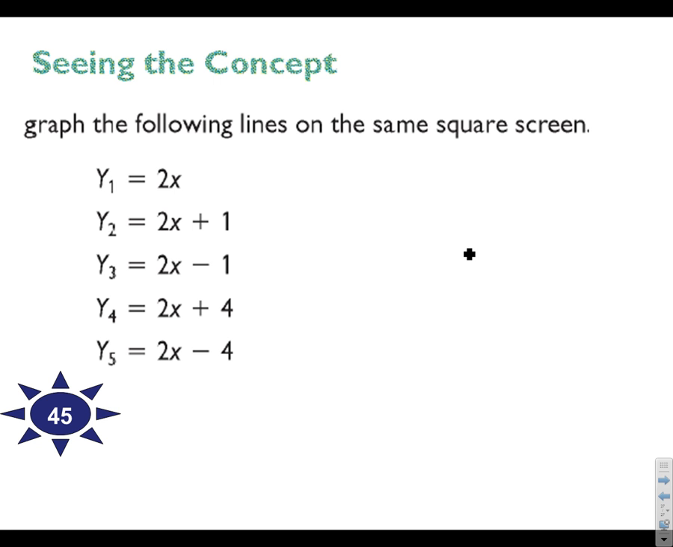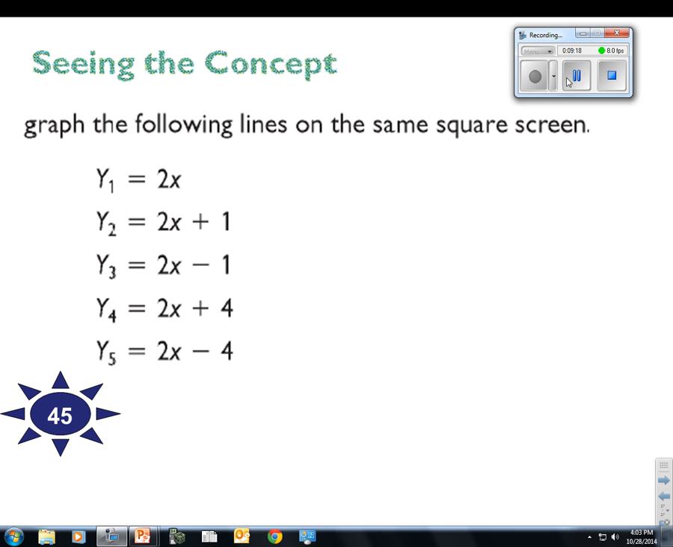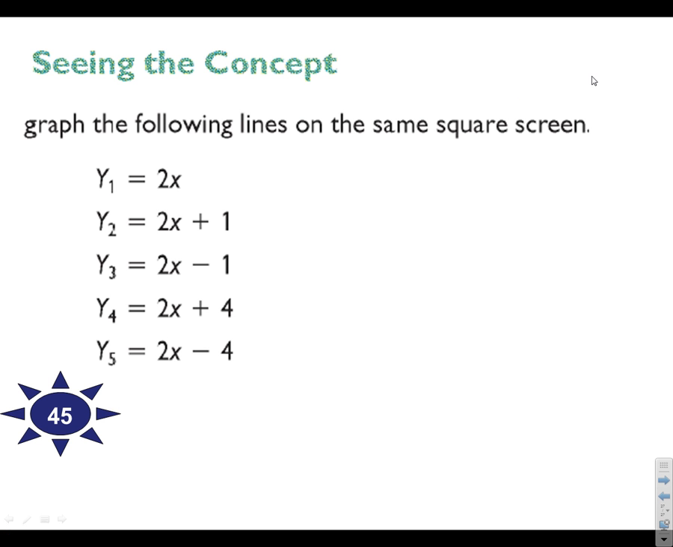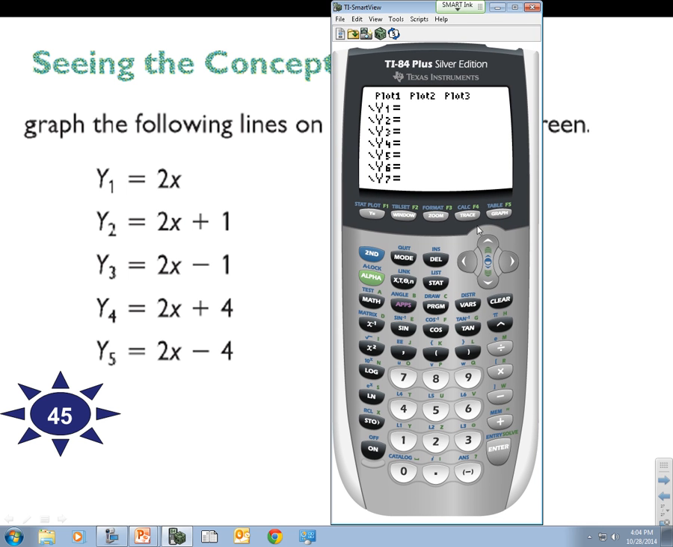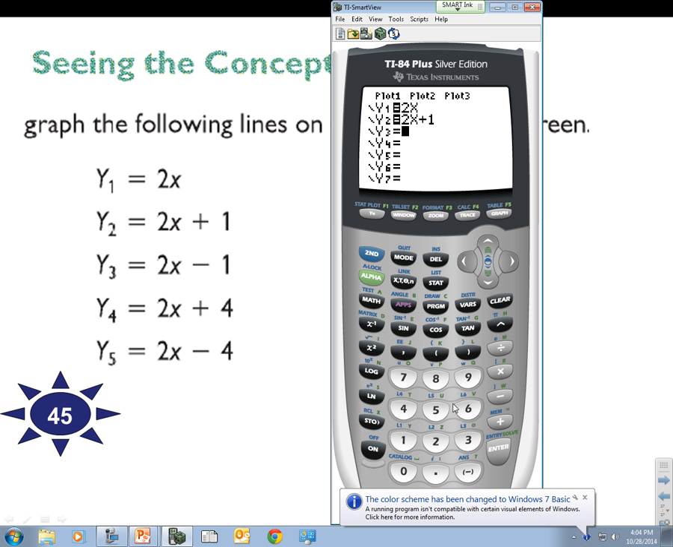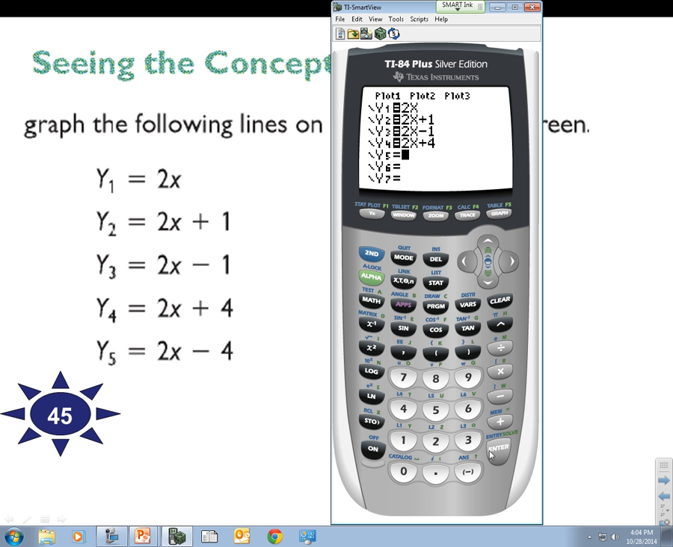Alright, so graph the following lines on the same square screen. Let me pause this for a second. I don't think I have my graphing calculator up. Okay, let's try this. So if we have a variety of equations, we can do them on different y's. So 2x, 2x plus 1. Just going to write them on separate lines. 2x minus 1, 2x plus 4, and 2x minus 4.